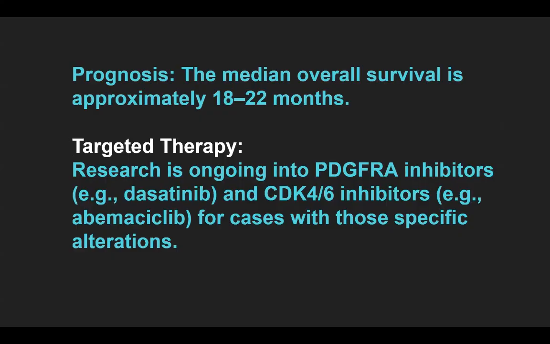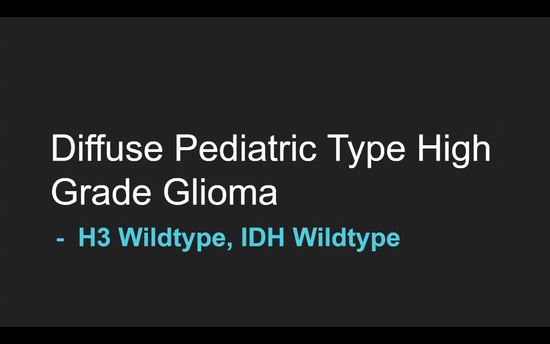Prognosis is 18 to 22 months, roughly similar to adult GBMs, but this is a classic example of radiology belying the actual prognosis. And there are some newer targeted therapies where research is going on, and these are PDGFRA inhibitors. You don't have to know all these names, but you should at least be aware that there is targeted therapy and clinical trials going on. And there are CDK4 and 6 inhibitors. So, this is the H3G34 mutant.